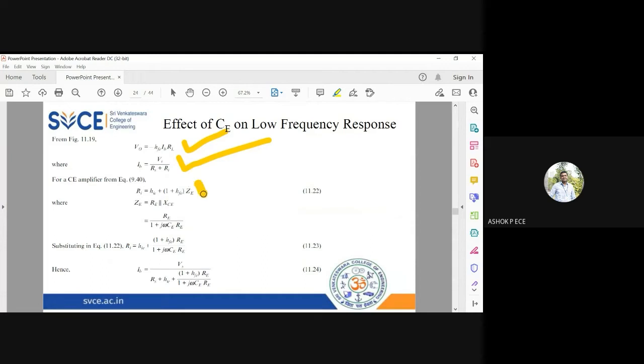Know this input impedance of the transistor is given by HIE plus 1 plus HFE into ZE. And 1 plus HFE is coming because it is IE, and IE I'm going to write as IC plus IB. So that simplification we have done a lot of times in the previous classes.